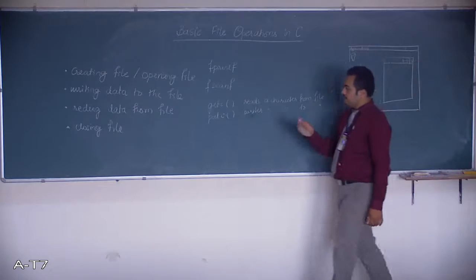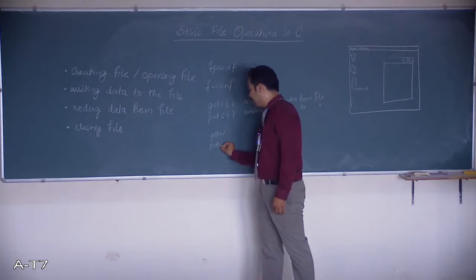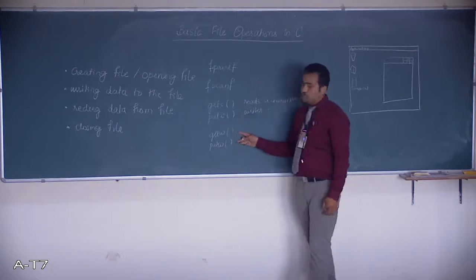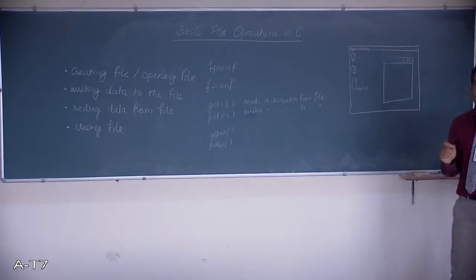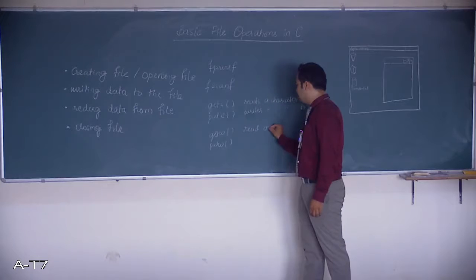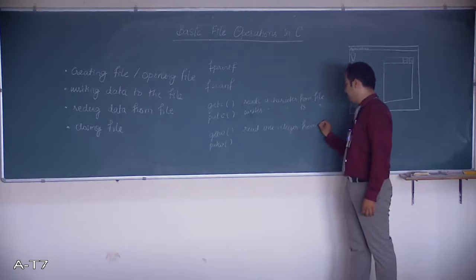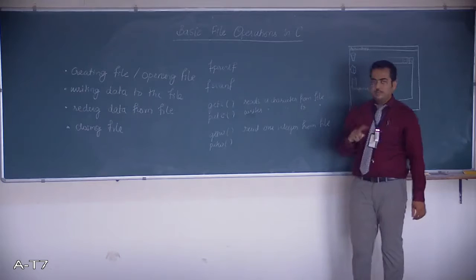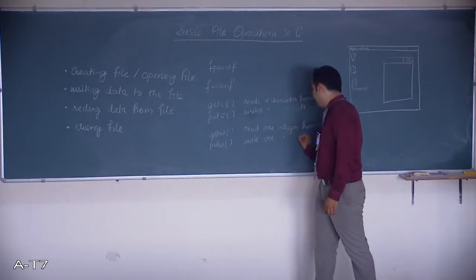Then the same thing about getW and putW. Now these two functions are used specifically to write integers to the file or to read integer numbers from the file. So it is only about integers. getW will read one integer value from the file, and putW will write one integer value to the file.